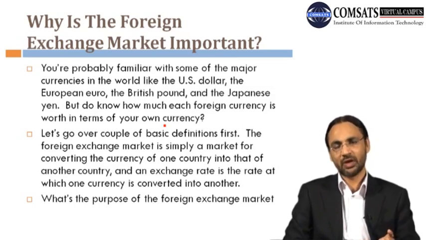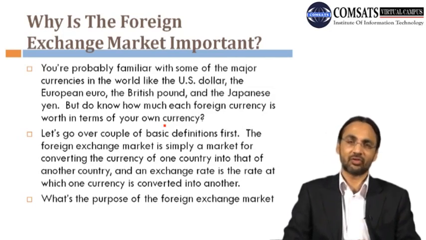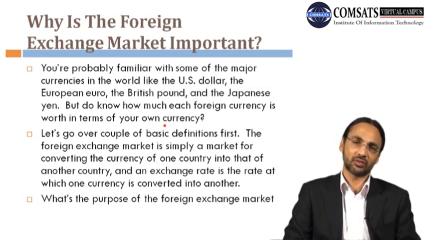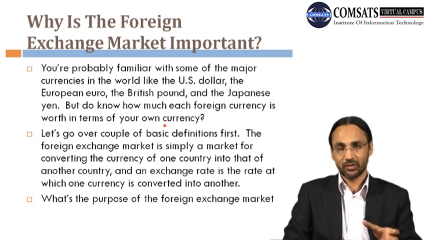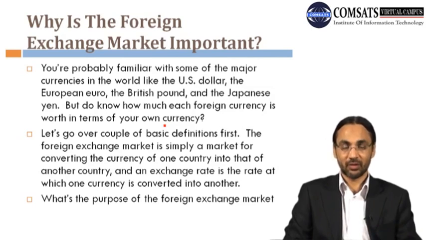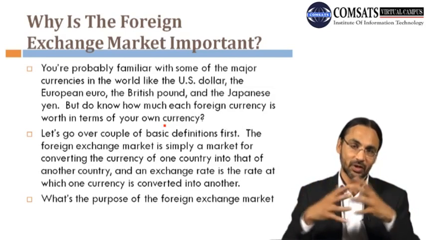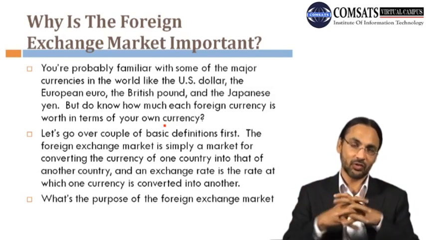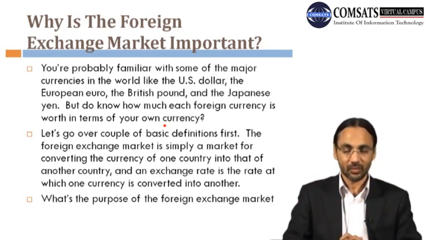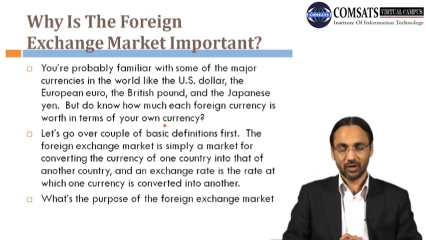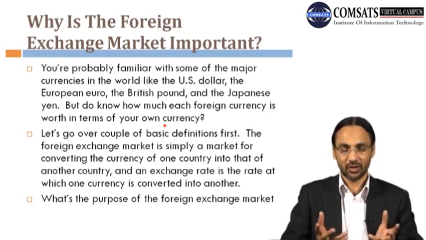Imagine a scenario where we don't have the exchange market. What is going to happen? Each country has its own currency, and they don't have an exchange market. How are they going to trade with each other? Then the countries have to go to the barter trade system, otherwise it's not possible to convert. If the conversion of one currency into another is not possible, then the only way left to trade across countries is barter trade. And what is the exchange rate? The exchange rate is the rate at which one currency is converted into another.